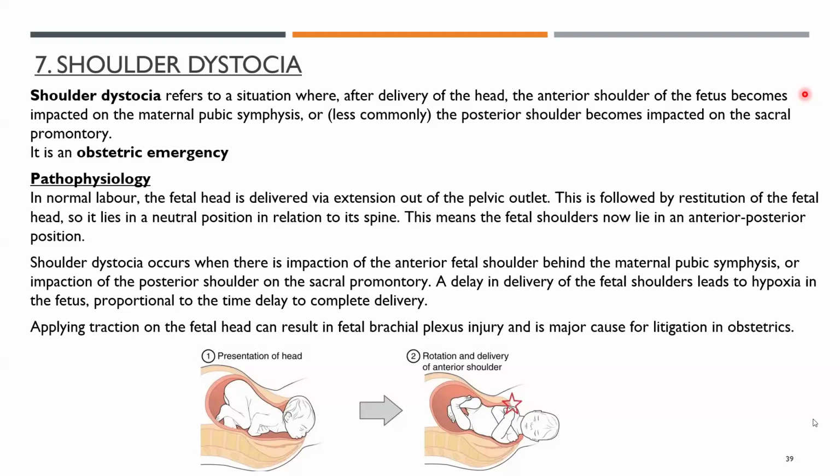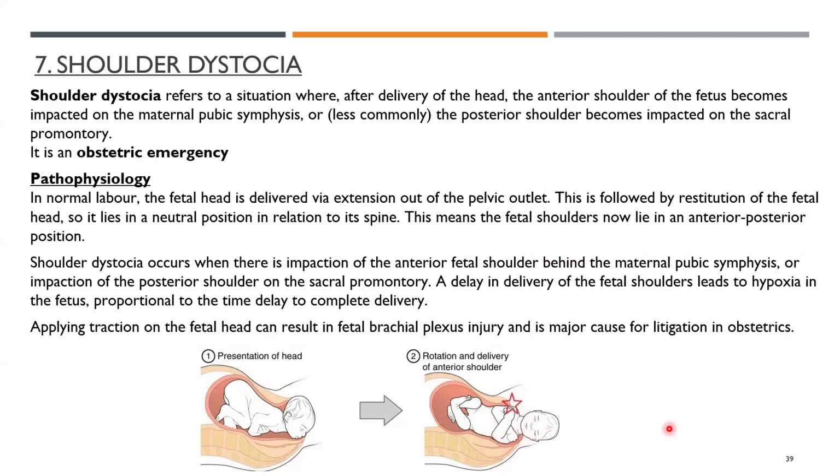So the pathophysiology is that in normal labor, the fetal head is delivered via extension at the pelvic outlet. Remember the last extension that you have, followed by the anterior shoulder, posterior shoulder. This is followed by restitution of the fetal head, so it lies in a neutral position in relation to its spine. This means the fetal shoulders now lie in an anterior-posterior position. When shoulder dystocia occurs, there is impaction of the anterior fetal shoulder behind the maternal pubic symphysis, and impaction of the posterior shoulder on the sacral promontory.